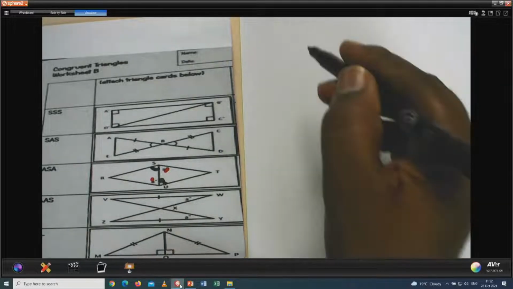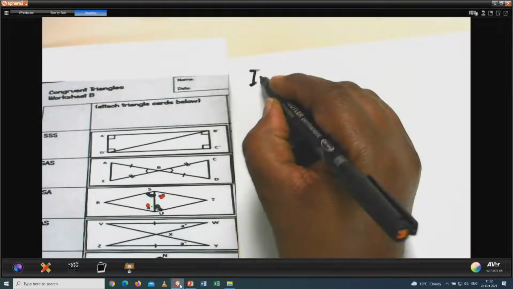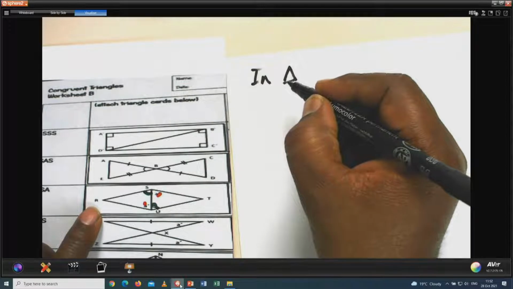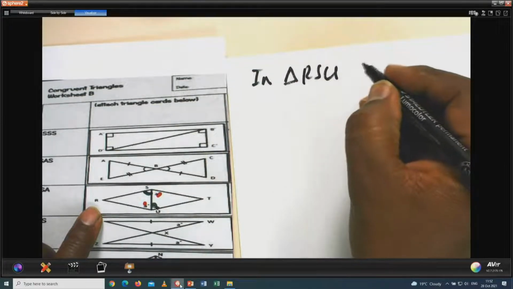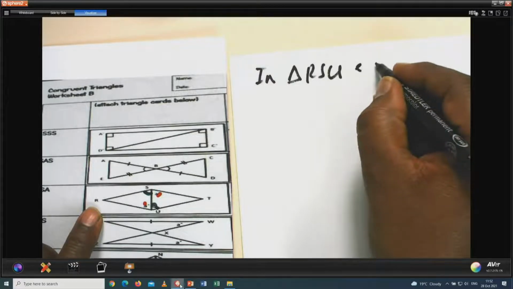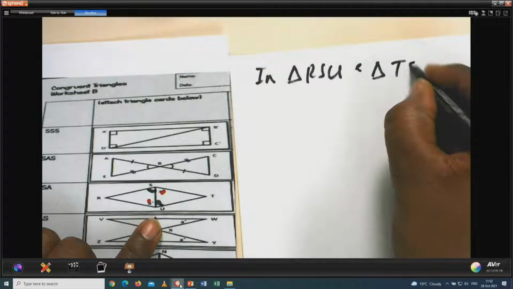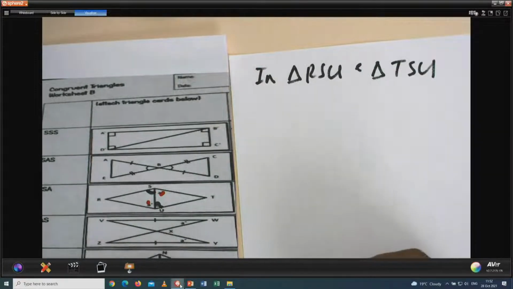Right. Now, in triangle RSU and triangle TSU, let's look for those 3 conditions.